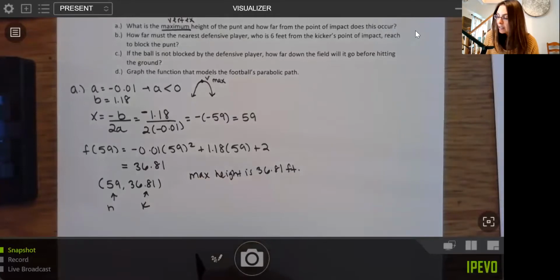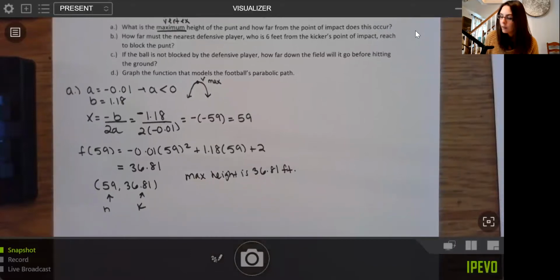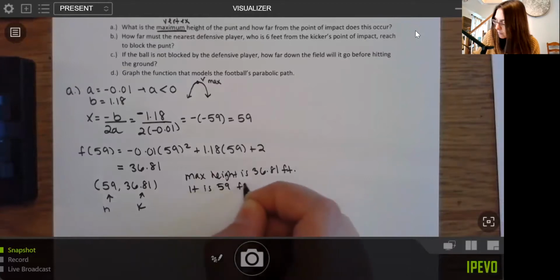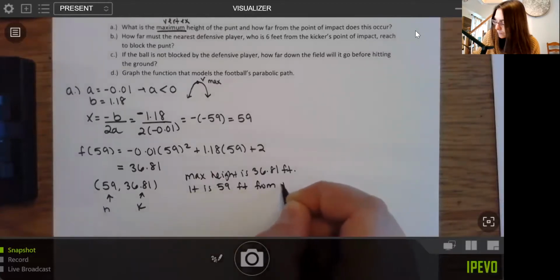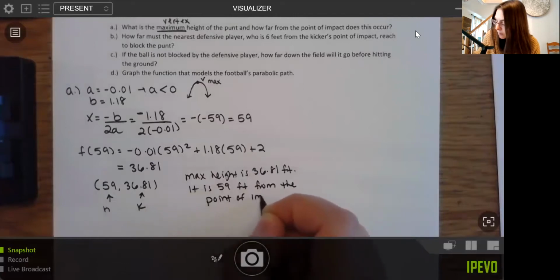the distance from the point of impact, so that horizontal change. So remember, the ball is traveling higher, but it's also traveling horizontally, right? So we're looking for that horizontal change as well. So how far is it from the point of impact? It is 59 feet from the point of impact.